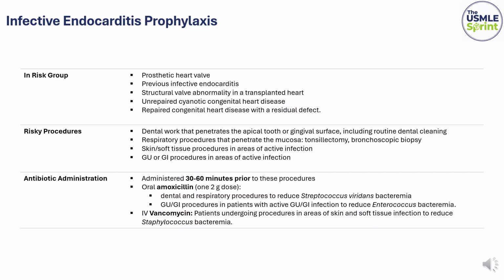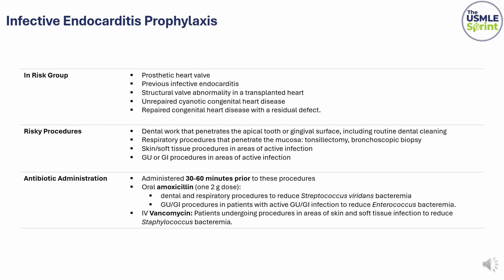Alright, let's start with something that shows up in both medicine and cardiology blocks, infective endocarditis prophylaxis. Only a small group of patients actually need antibiotics before procedures, and Step 2 loves to test who's on that list. The high-risk group includes anyone with a prosthetic heart valve, previous infective endocarditis, a structural valve abnormality in a transplanted heart, unrepaired cyanotic congenital heart disease, or a repaired congenital heart disease with a residual defect.